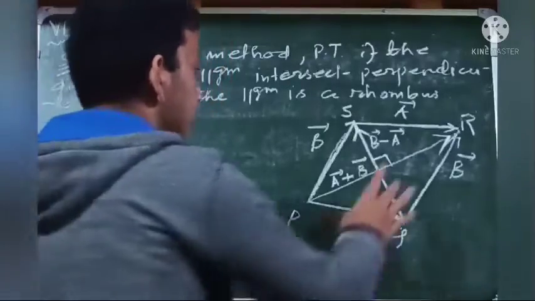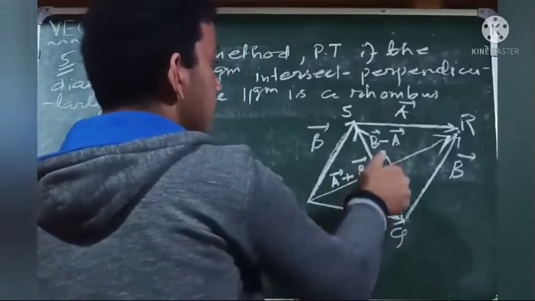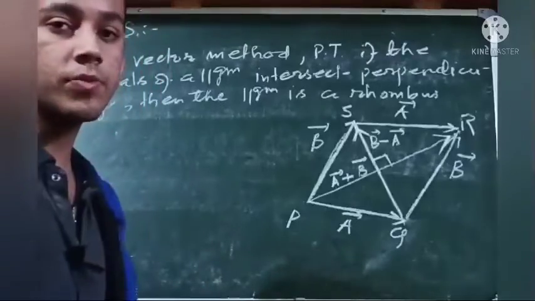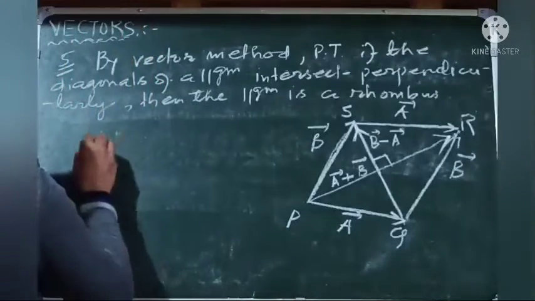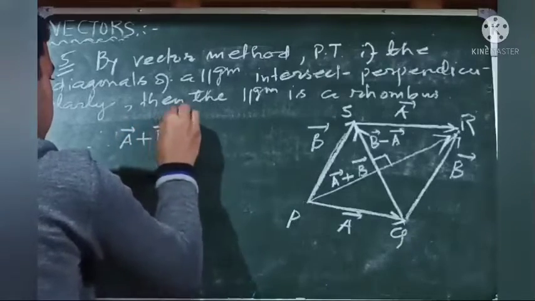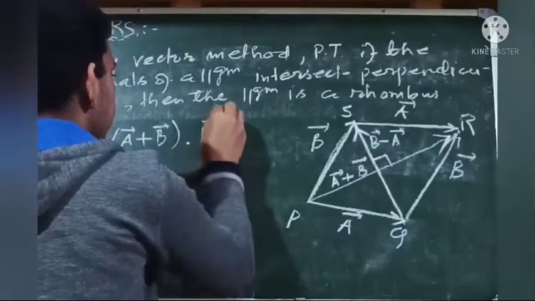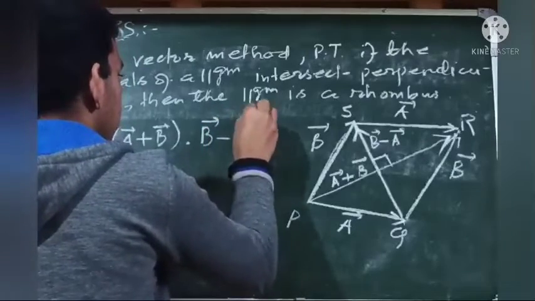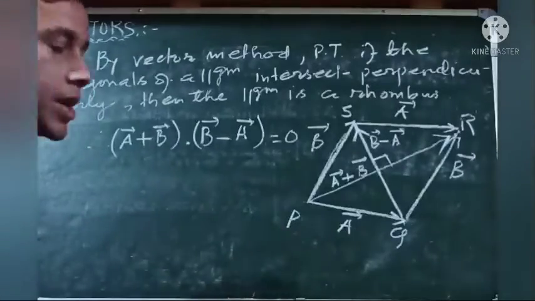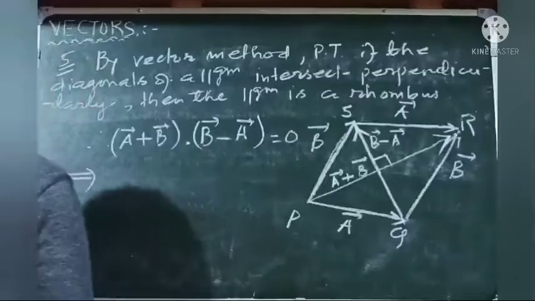Now we are given that these two lines are perpendicular, therefore A vector plus B vector is perpendicular to B vector minus A vector. So we can make use of the dot product concept. Therefore A vector plus B vector dotted with B vector minus A vector is going to be 0, since these two vectors are perpendicular to each other. Now let us open the brackets.